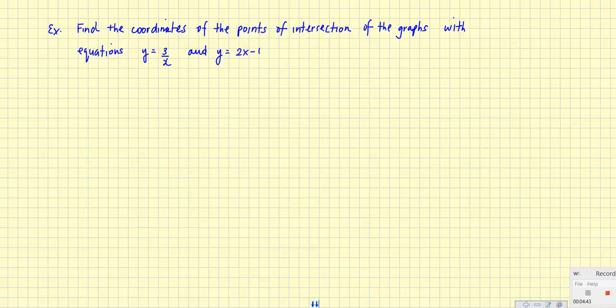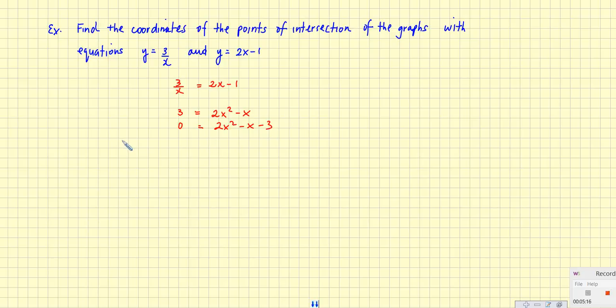Okay. If we want to do the next one, we could try another example. Again, we're going to isolate for y, which is already done here in both equations, so that I could say that 3 over x is equal to 2x minus 1, so that this will become 3 is equal to 2x squared minus x, and that 0 is equal to 2x squared minus x minus 3.